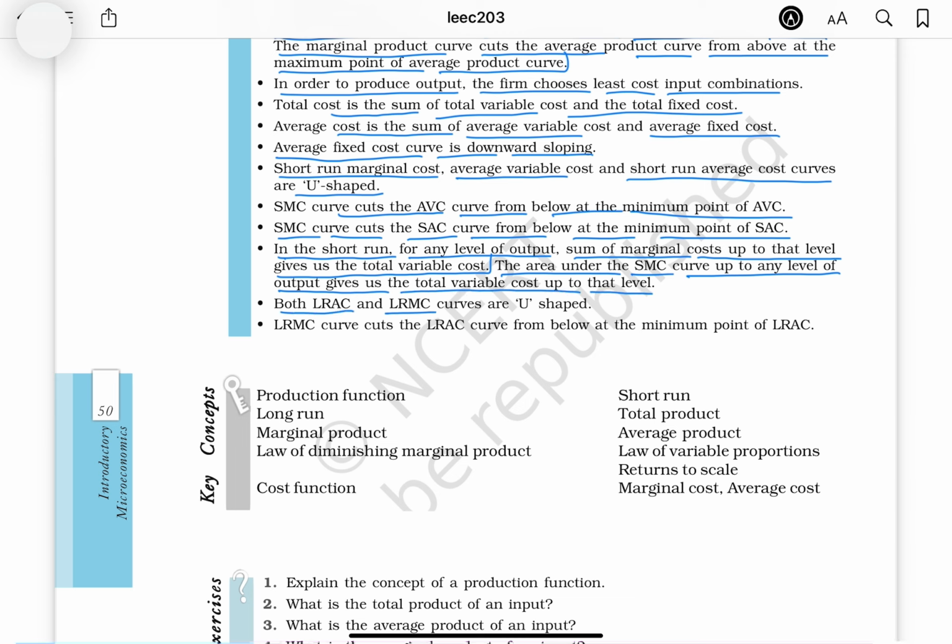Both LRAC and LRMC curves are U-shaped. LRMC curve cuts the LRAC curve from below at the minimum point of LRAC.